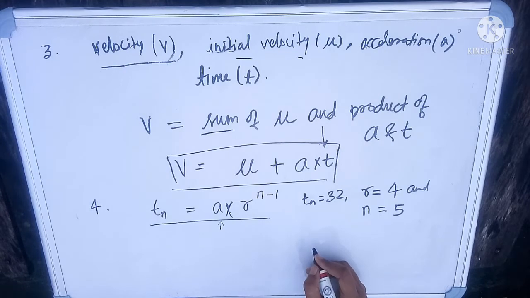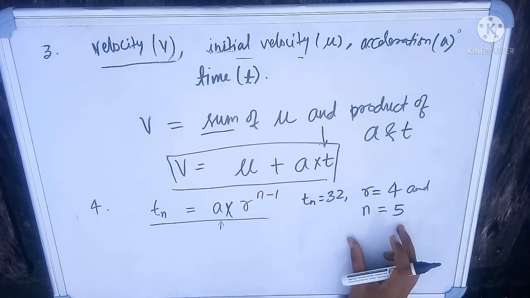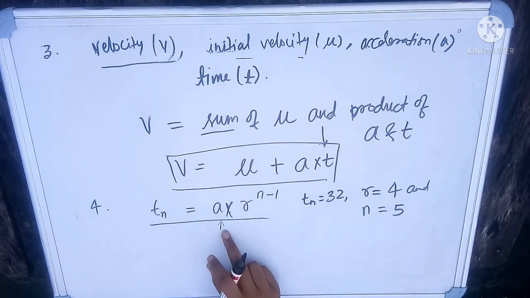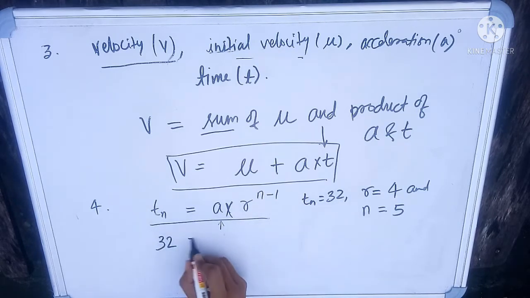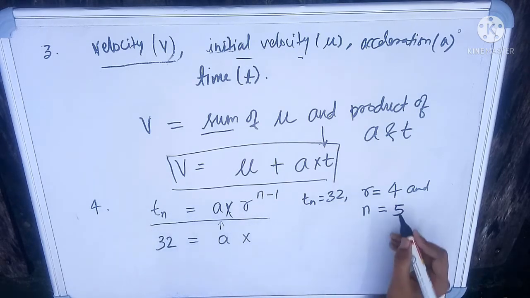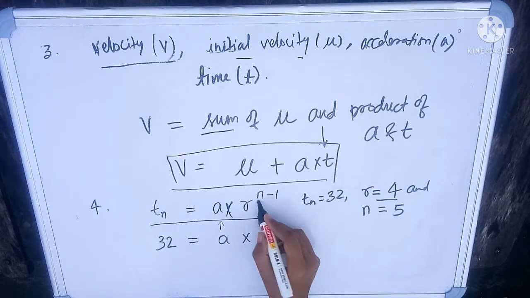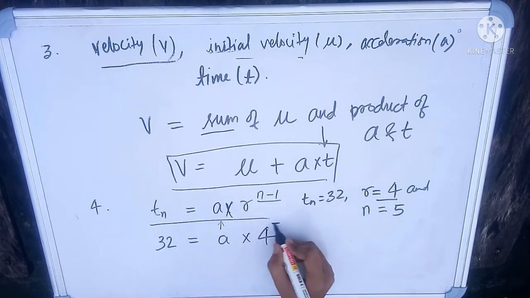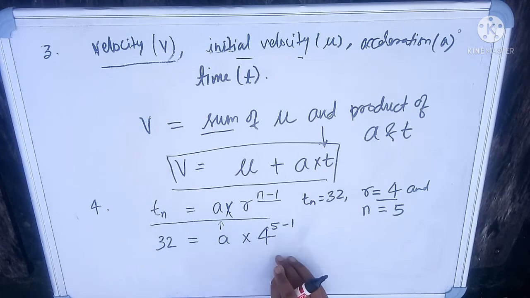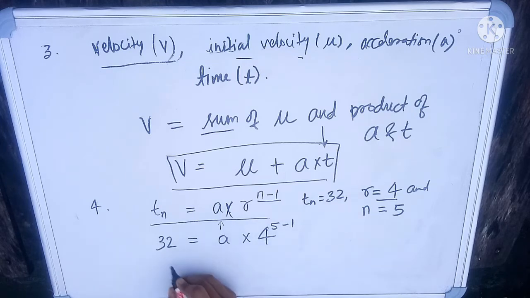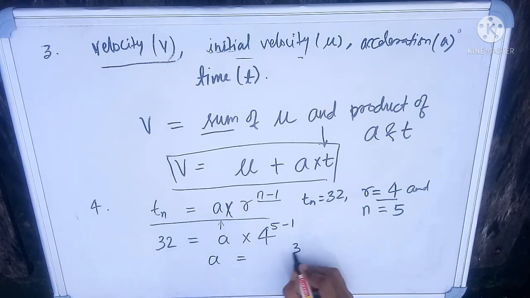Now here we are directly putting in all the values first, and then we will convert a to the subject. So here we have T of n is equal to 32. So 32 is equal to a multiplied by r, which is 4, to the power n minus 1, that is 5 minus 1. So now we can make a the subject after putting in all the values. You can write it as a is equal to 32 divided by 4 to the power 5 minus 1.